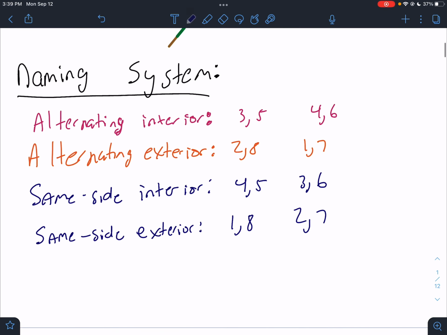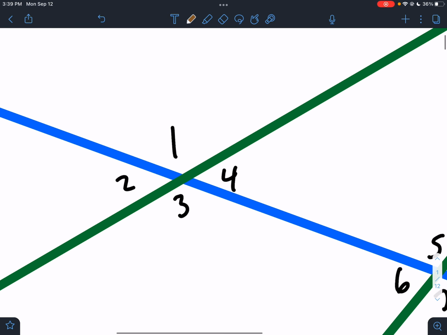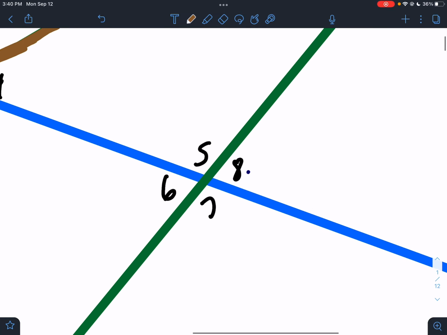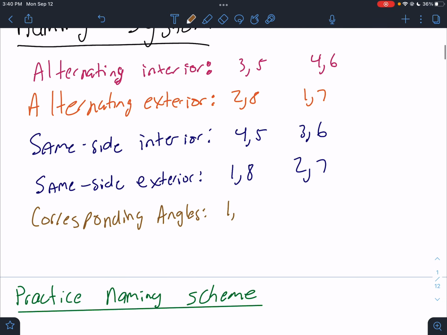We have one more that doesn't really jive with the other ones. They're called corresponding angles. Well, to correspond, it means like you kind of have the same position. Corresponding angles have the same position on the other intersection. What do I mean by that? Well, if I look at angle 1, it is to the left of green and above blue. If I go to the other intersection, which angle is to the left of green and above blue? It's angle 5. So we would say angle 1 and 5 are corresponding.